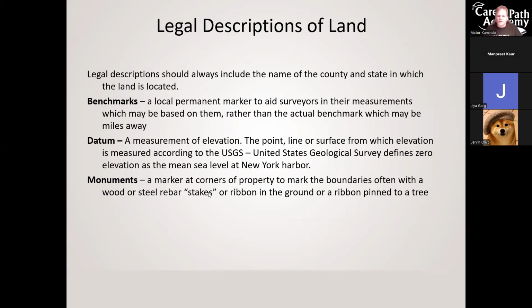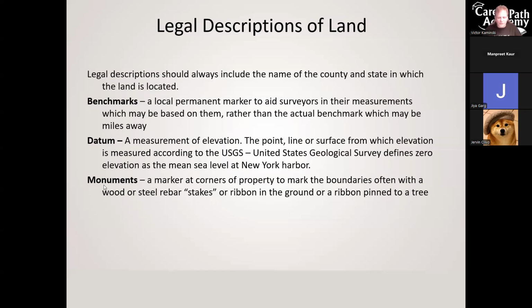Monuments are markers at the corners of the property to mark the boundaries, often with a wood or steel piece of rebar, or if there's a tree there, they could have a ribbon that's pinned to the tree or to a piece of wood sticking out of the ground. So that's what a benchmark, datum, and a monument is.